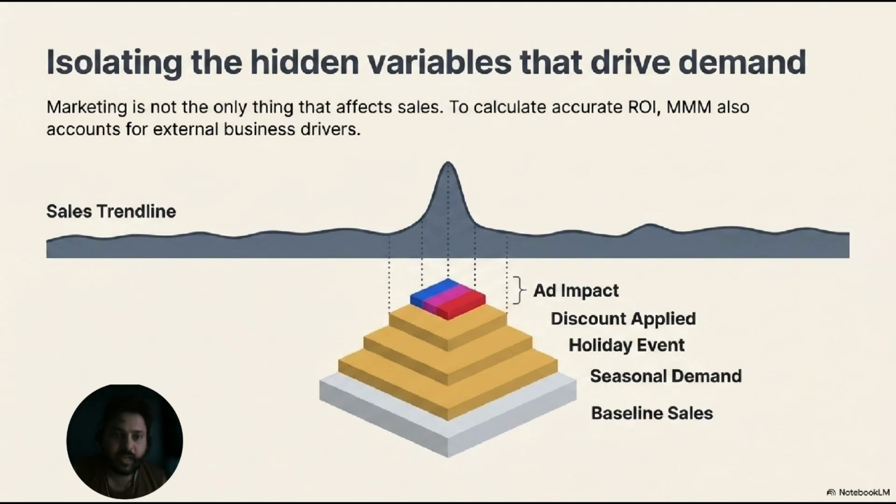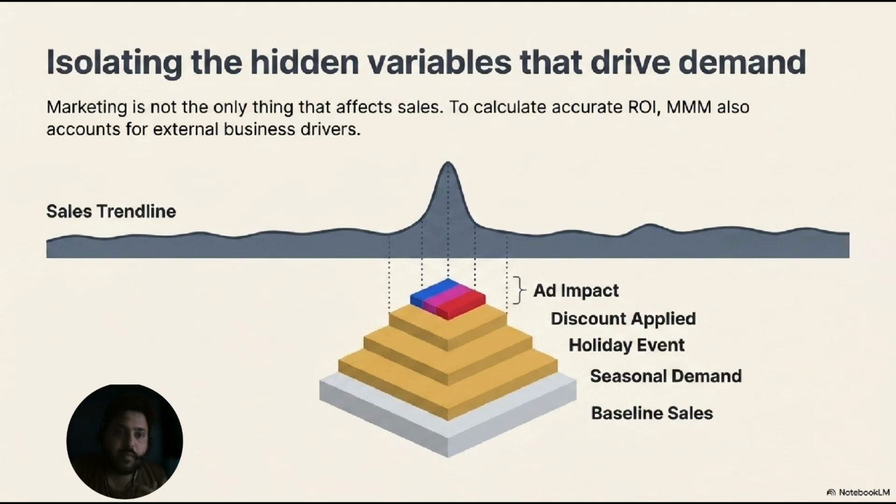Imagine that sales suddenly increase during a major holiday. If you only took advertising spend, we might wrongly conclude that the advertising created the entire increase. But perhaps customers were naturally more likely to purchase during that holiday. A good marketing mix model attempts to separate those different layers.